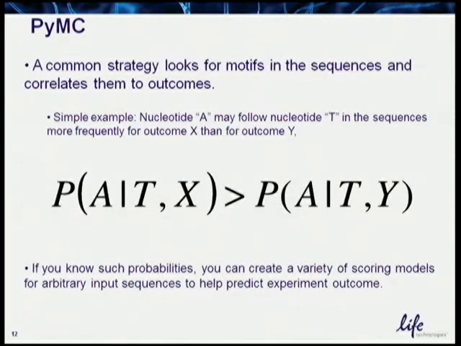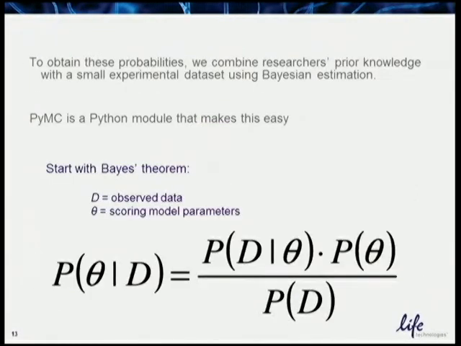So a common strategy is to look for motifs in the sequences and then correlate those motifs to the outcomes. For example, the probability of observing an A after T in outcome X might be greater than the probability of observing nucleotide A after a nucleotide T in outcome Y. And if we know these probabilities, we can create all kinds of scoring models to separate those two classes.